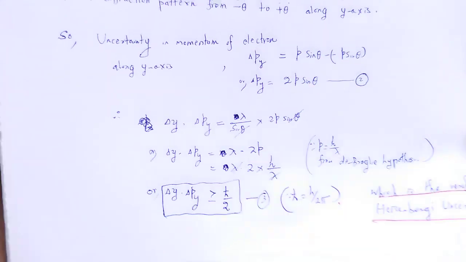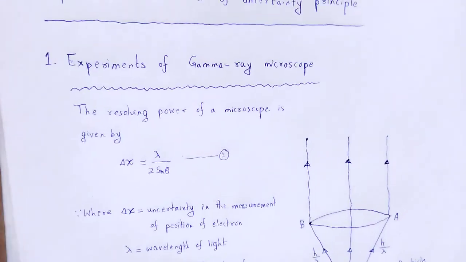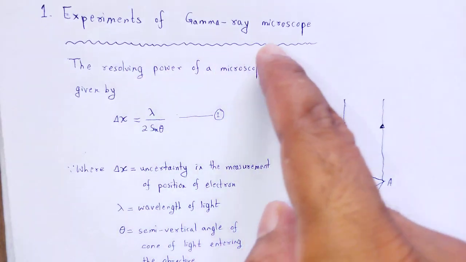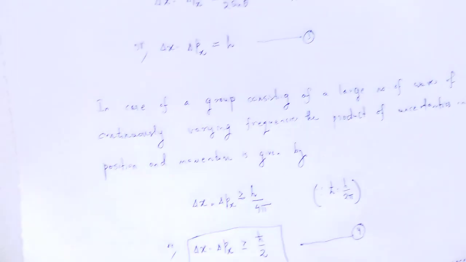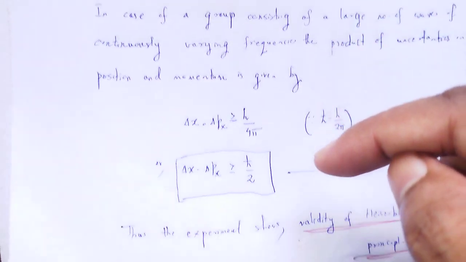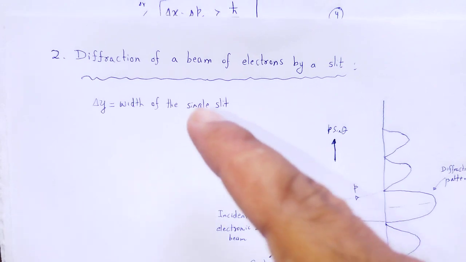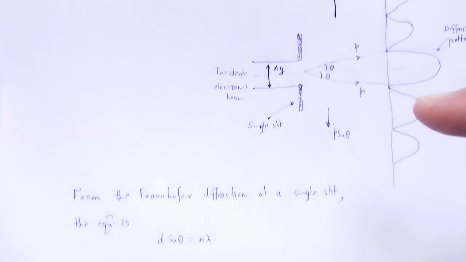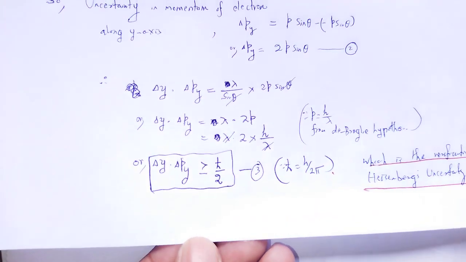So here, with the help of this video lecture, we understand the experimental illustration of the uncertainty principle: the experiment of the gamma ray microscope, it's verified. Next, diffraction of a beam of electrons by a slit, and finally it is verified.